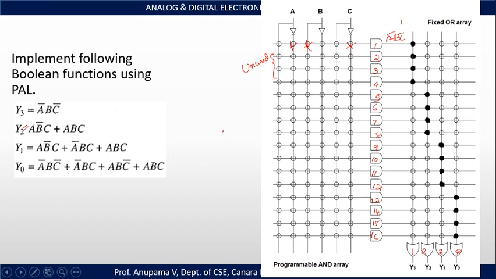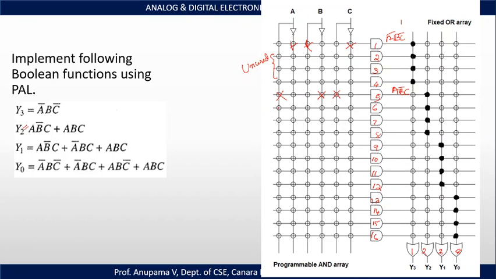Y2 has 2 terms. Y2 is implemented using OR gate 2, for which the inputs are the output of AND gates 5, 6 and 7, 8. So we'll implement the term A, B bar C. Draw cross mark against A, B bar and C of AND gate 5. So the output of AND gate 5 is A, B bar, C.